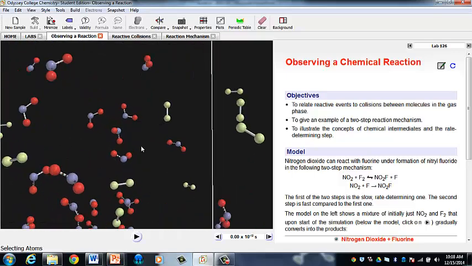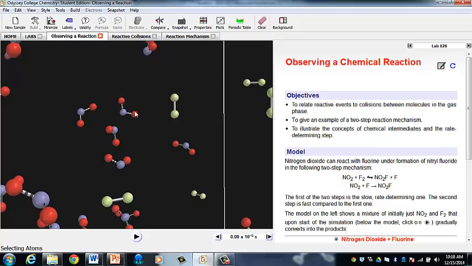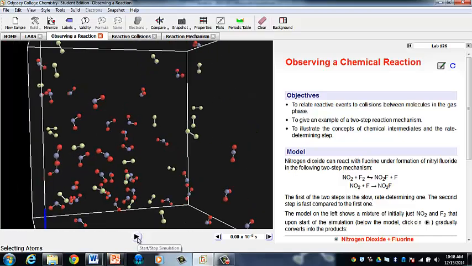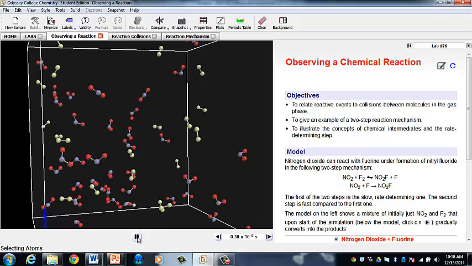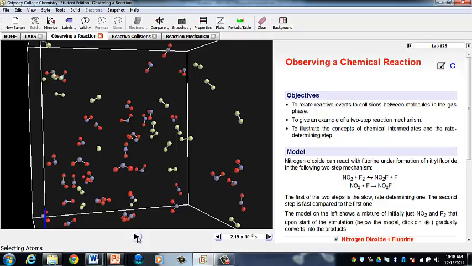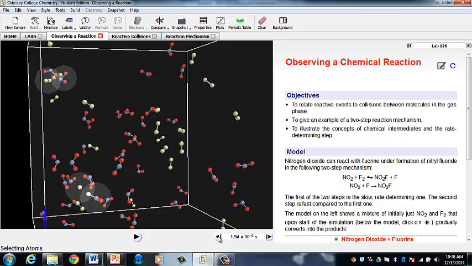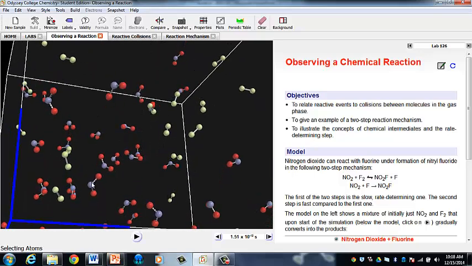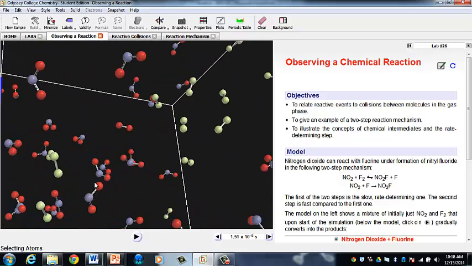So here's an actual reaction mixture with NO2, which are these molecules with the dark atom in the middle and then the two red atoms representing oxygen, and then F2 with the two green atoms. So in this mixture, we're starting out with all reactants. And what it's going to do is it's going to highlight every time a reaction event occurs. So I'm going to go back a couple of frames, and I'm going to zoom in on one of these. Zoom in right there.